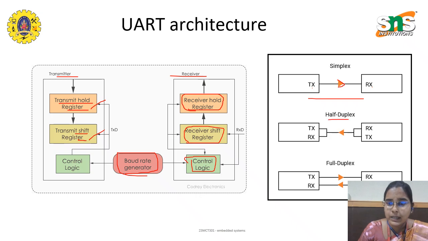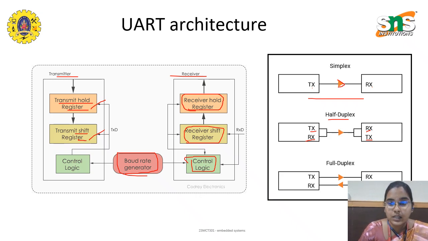Then we have half duplex, where the device acts as both transmitter and receiver, but not at the same time. If one device acts as a transmitter, the other device acts as a receiver, and if the device acts as a receiver, device B acts as a transmitter. One device acts as a transmitter or receiver, but not at the same time.